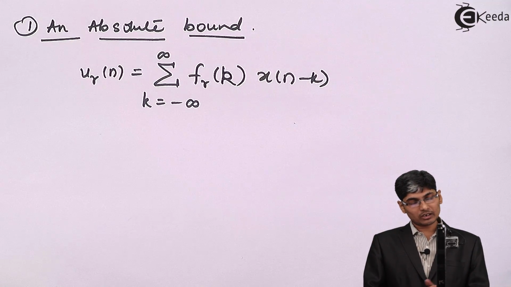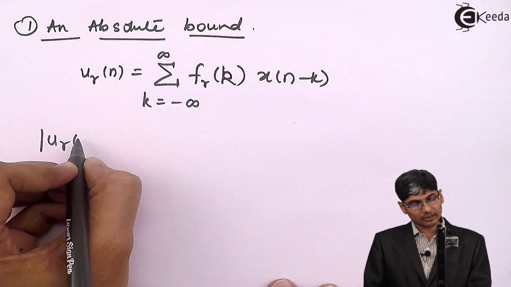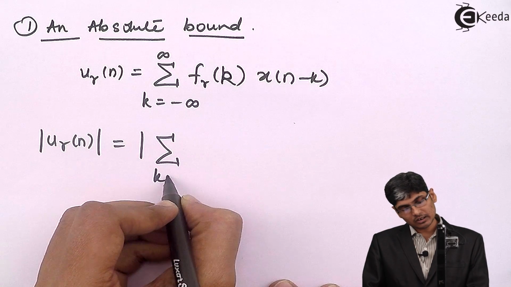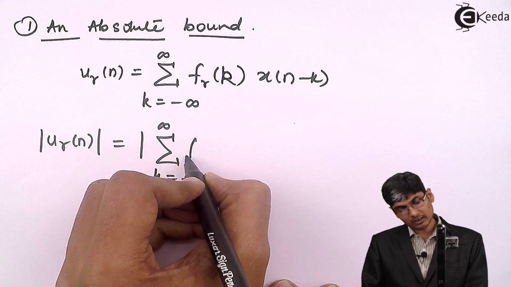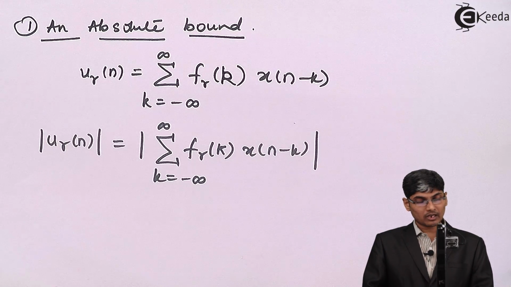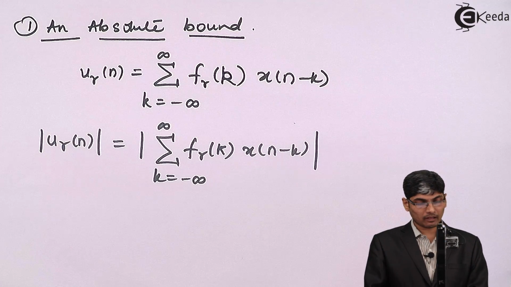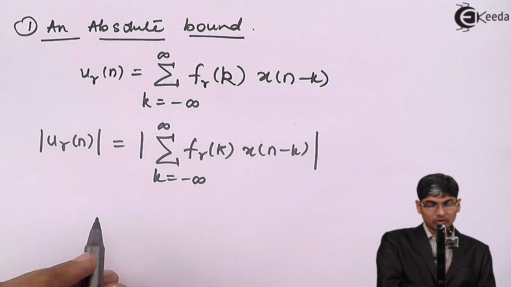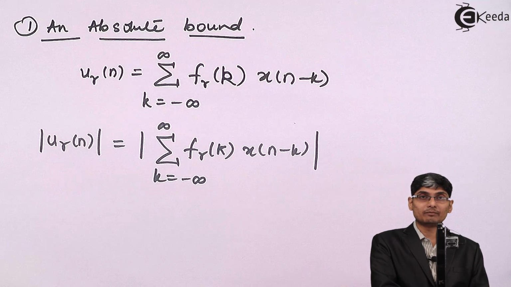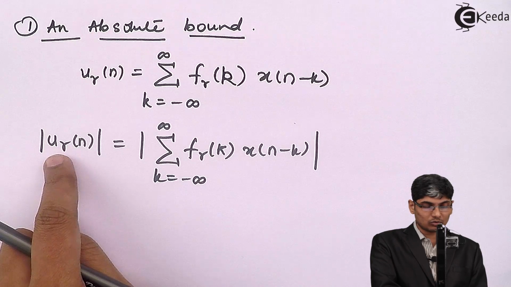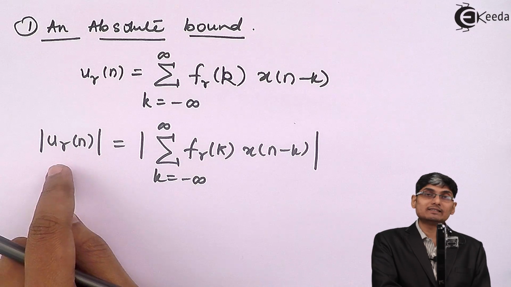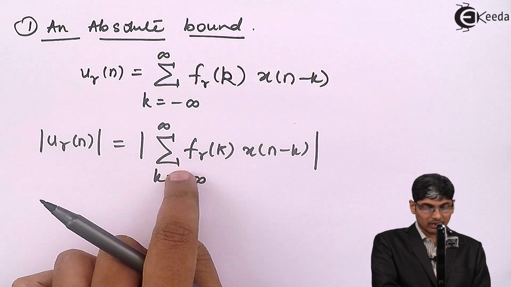Then if we take the magnitude of ur of n, it is the magnitude of the summation, k from minus infinity to plus infinity, of fr of k times x of n minus k, and then I will split that magnitude. Now we know that the magnitude of the input is bounded by 1 or less. So if it is 1, then ur of n will be equal to this number. If it is less than 1, then the product will be less than this fr of k.